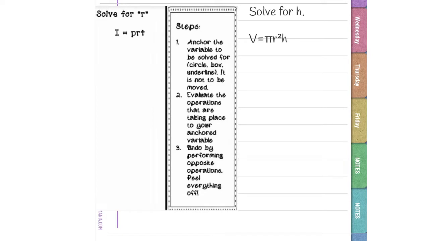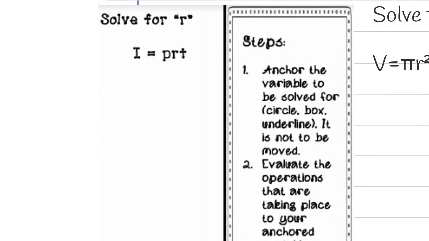So step 1, anchor the variable to be solved for. That means to circle, box, or underline. It is not to be moved. Step 2, evaluate the operations that are taking place to your anchored variable. And step 3, undo by performing opposite operations. Peel everything off. All right, so we're going to go ahead and get started with that first example over here.